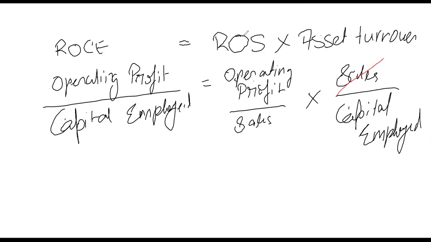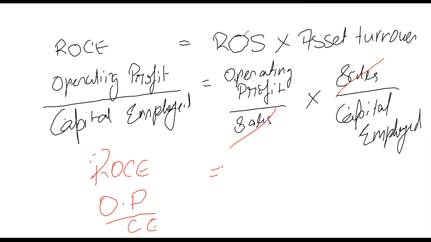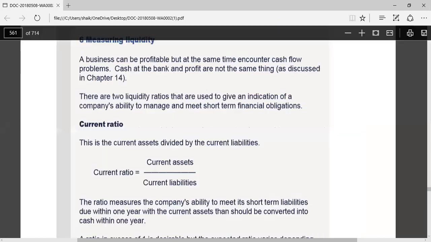So in a nutshell, if there is a multiplicative element, the numerators can be cancelled with the denominators if they are the same. So what I get is ROCE, that is operating profit divided by capital employed, is equivalent to ROS times asset turnover. If I eliminate the two sales on the opposing sides, I'll get operating profit divided by capital employed. This is what we discussed in our last class. In today's class, we'll move forward with other topics.